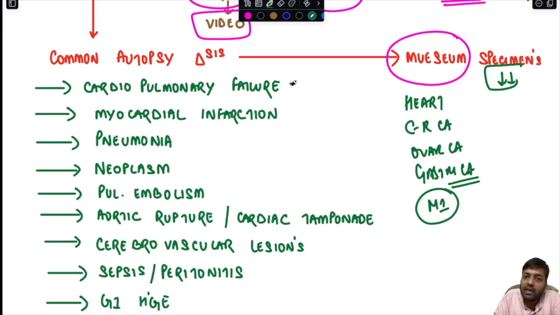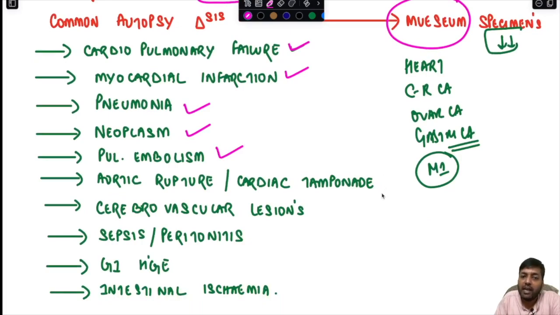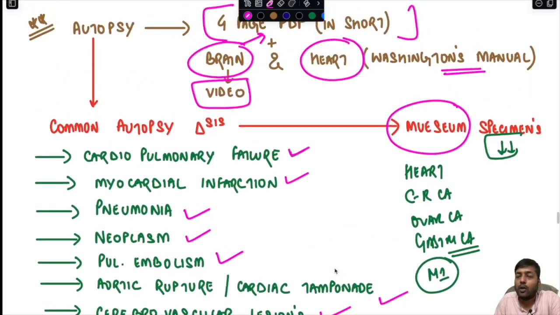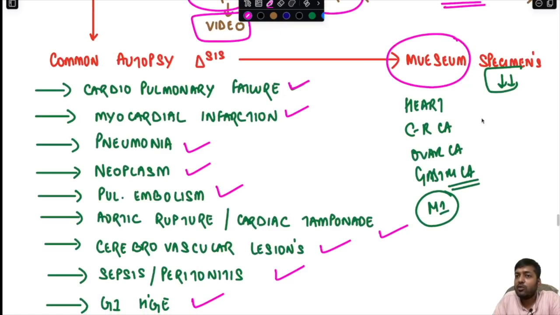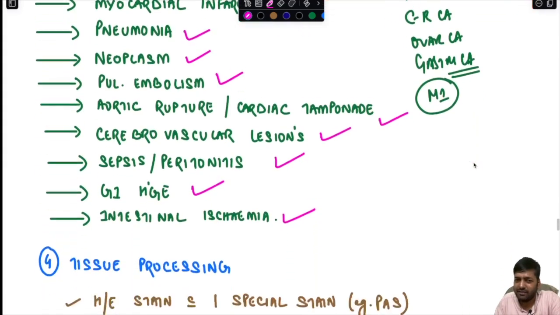So cardiopulmonary failure, then myocardial infarction, pneumonia, neoplasm, pulmonary embolism, aortic rupture, cardiac tamponade, cerebrovascular lesions, sepsis, peritonitis, gastrointestinal hemorrhage, intestinal ischemia. These are the common autopsy diagnoses. And the list of museum specimens is the same as in your MBBS. I will share it with you in our group. It is not very difficult.